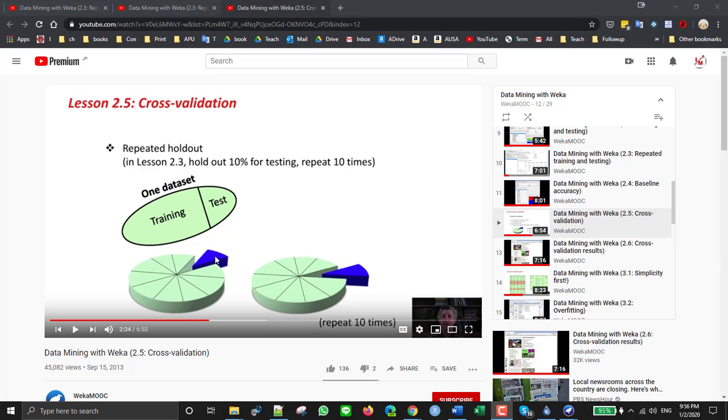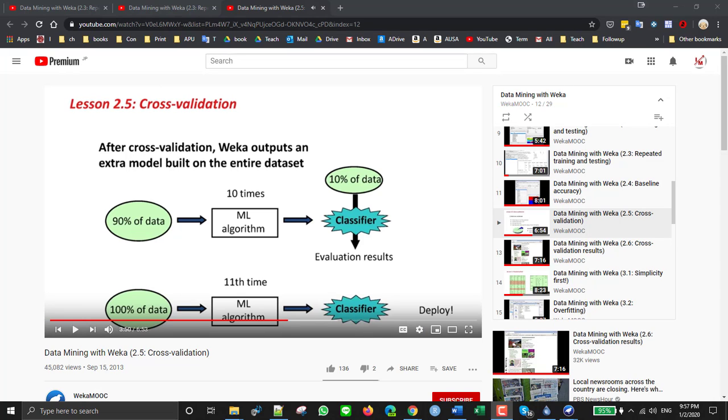Then you take one of them out, and you do the training on the rest of them, and test on the blue one. Then you get an estimate of the accuracy, and you repeat it again, but this time you take a different slice out for testing, train on the other ones, and you do that for all 10 slices. You hold out one of them for testing, and then you can average all of the estimates of the accuracy to get the most realistic estimate of the accuracy.